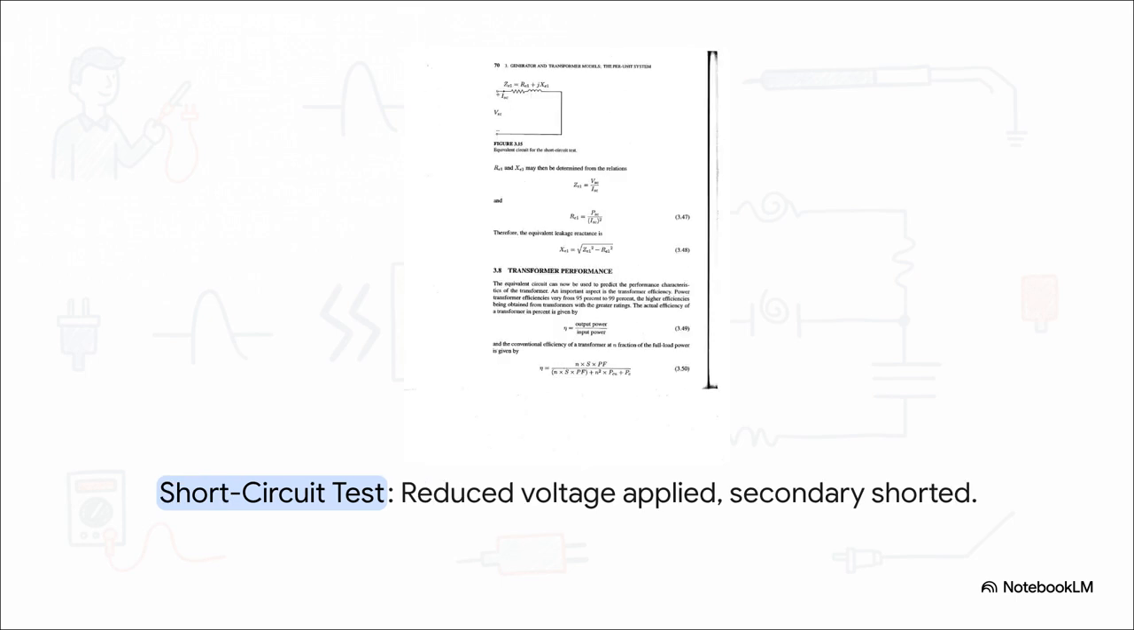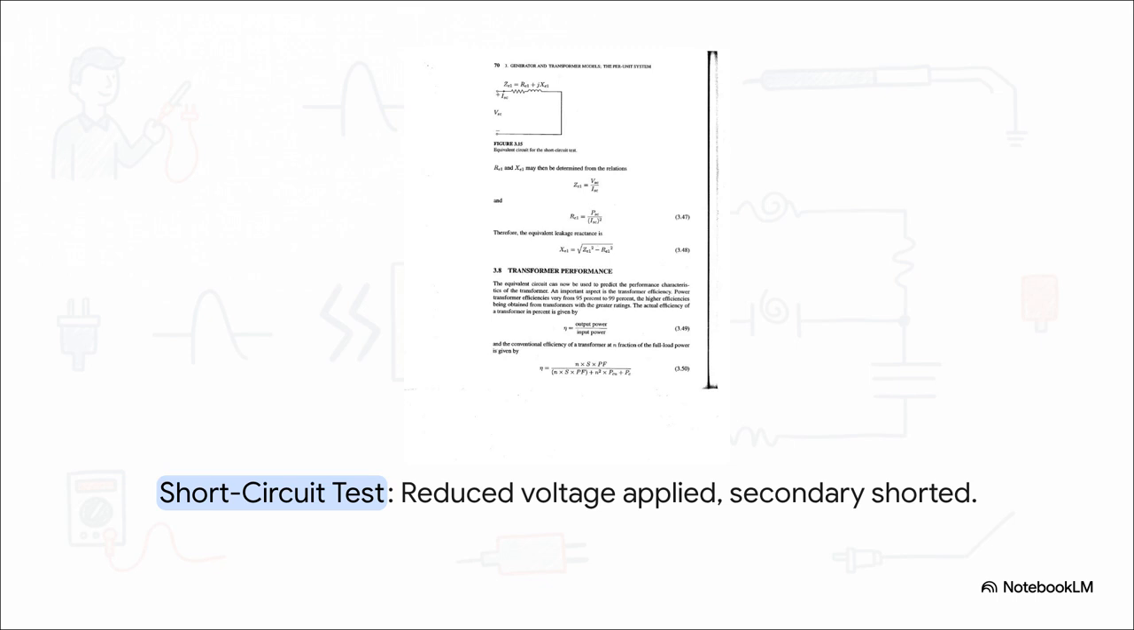Next up, we do the exact opposite. In the short circuit test, we take the secondary winding and literally bolt it shut, a dead short. Then on the primary side, we apply a very small, carefully controlled reduced voltage, just enough to push the rated full load current through those windings. Because the applied voltage is so incredibly low here, usually just a few percent of normal, the core flux is basically negligible. That means we can completely ignore that shunt admittance branch we just talked about.